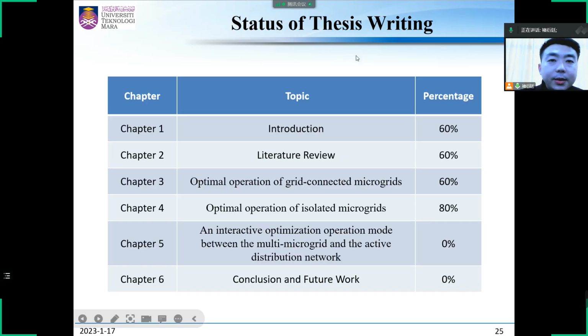And the status of thesis writing. Now the thesis can be divided into six chapters. The first one is the introduction, the second is literature review, the third is optimal operation of grid-connected microgrid, the fourth is optimal operation of isolated microgrid, and the fifth is an interactive optimal operation mode between the multi microgrid and the active distribution network. And the sixth one is the conclusion and future work. Okay, that's all.